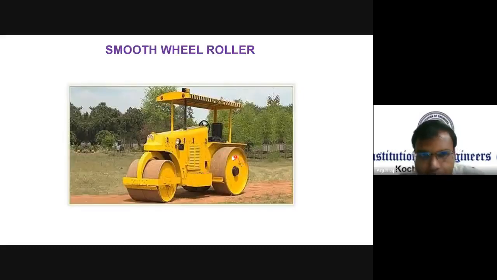And you see, this is the smooth wheel roller where the rear wheel, or roller, has a much higher diameter than the front one. Okay, where you have two wheels at the rear and one wheel at the front.